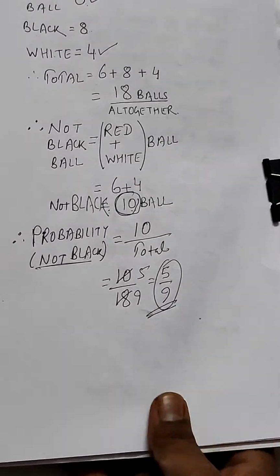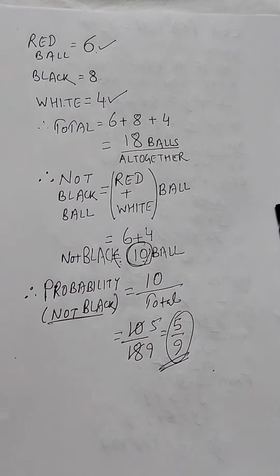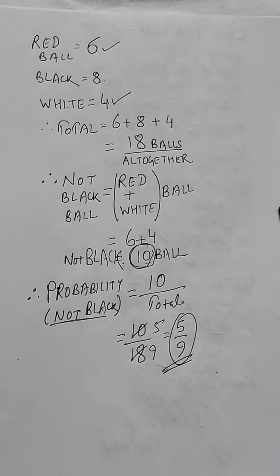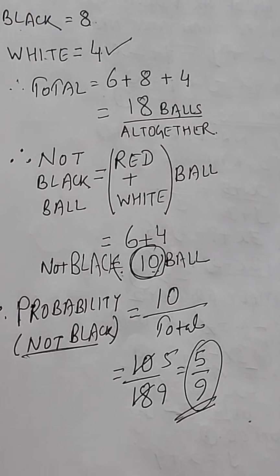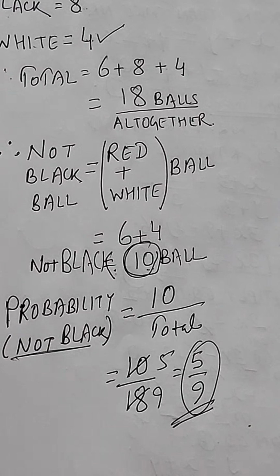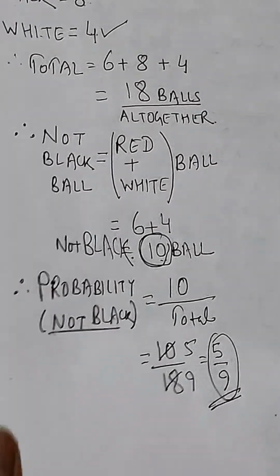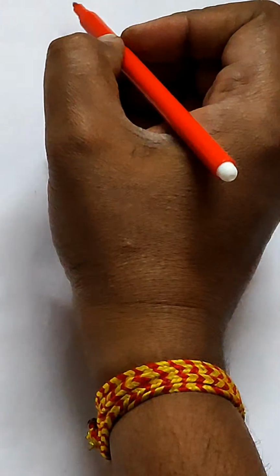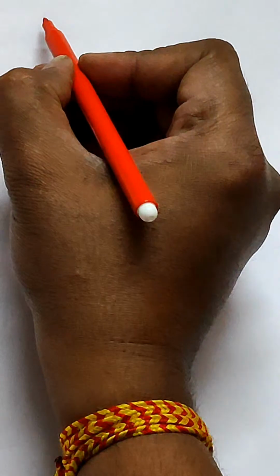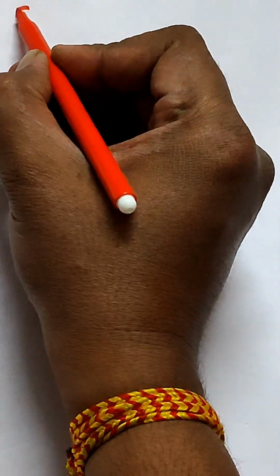So today we will solve this question where some red balls, some black balls, and some white balls are given to you. You need to calculate the probability out of the total balls when a particular ball is selected randomly. So there are basically red balls, right?